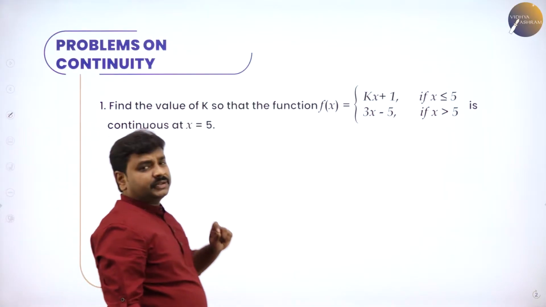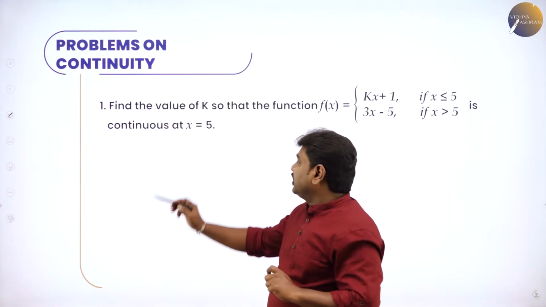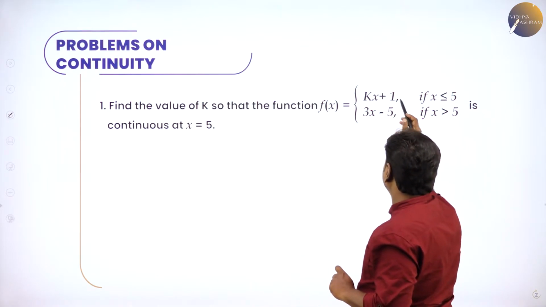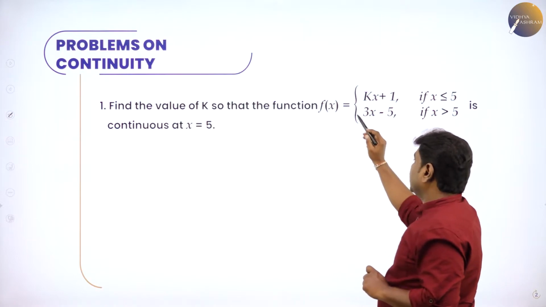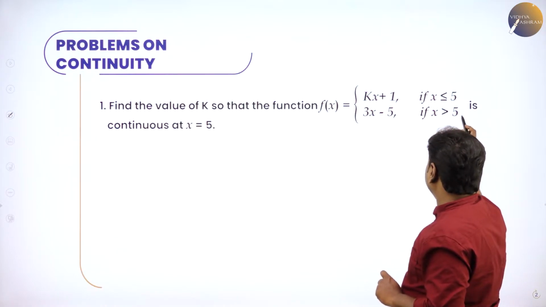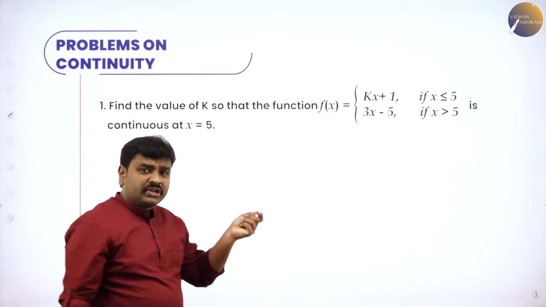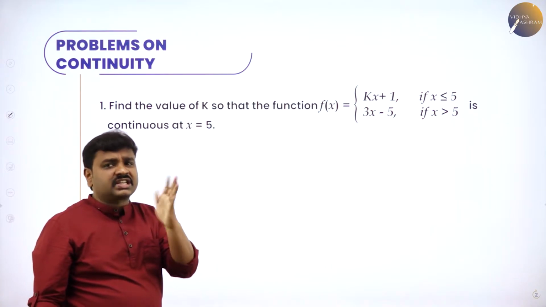Now, the first question. Find the value of k so that the function f of x equal to kx plus 1 when x is less than or equal to 5, and 3x minus 5 when x is greater than 5, is continuous at x equal to 5. Now in this question they want you to find k. They told the function is continuous.